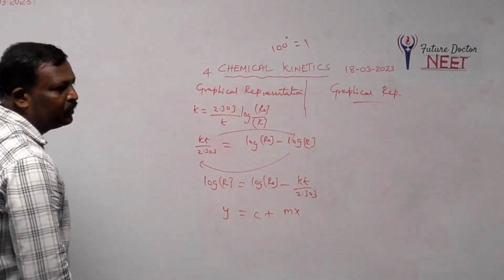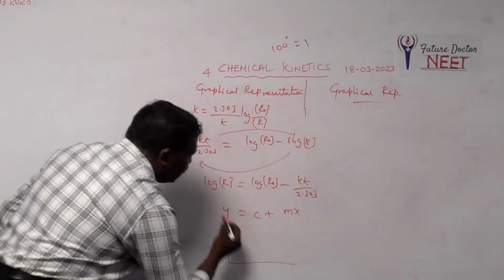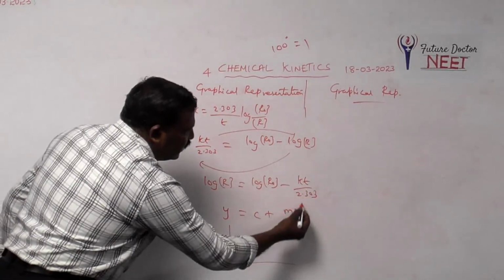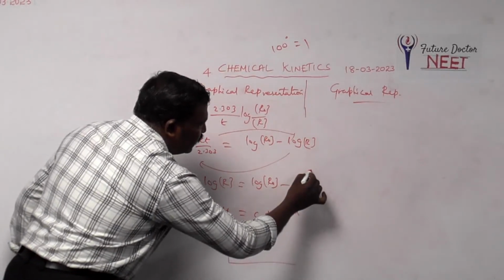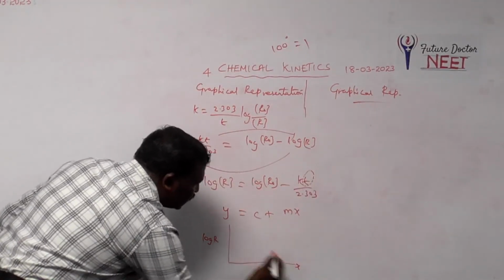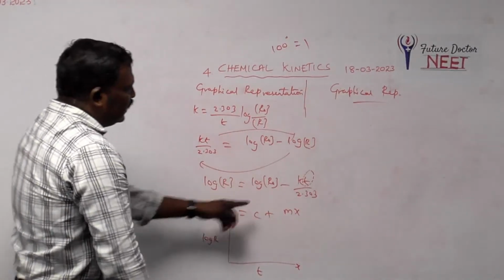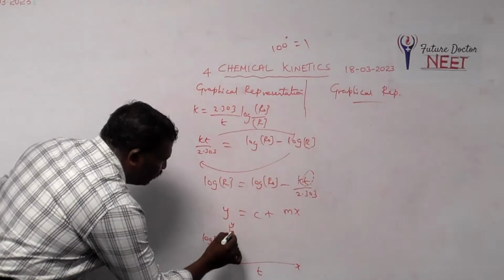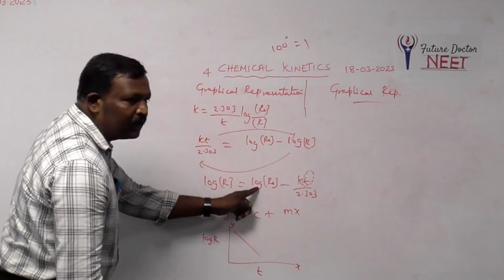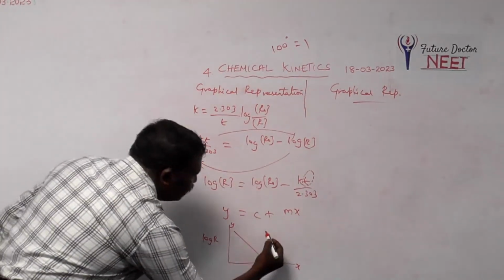Are you following? Now in the y-axis we should take log r. Understood? In the x-axis we should take t. Are you following? Then I put the slope. Intercept is what? Log r naught. See the intercept. So what's the slope? This only, just memorize.